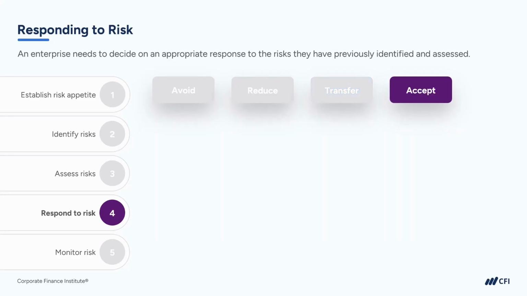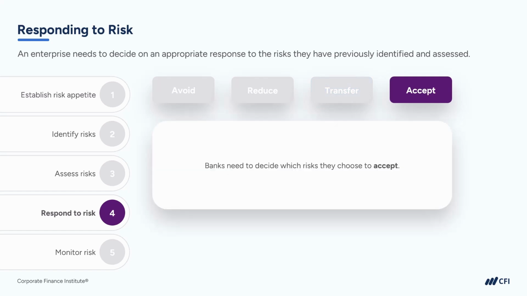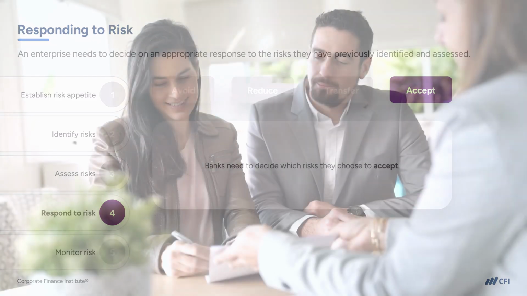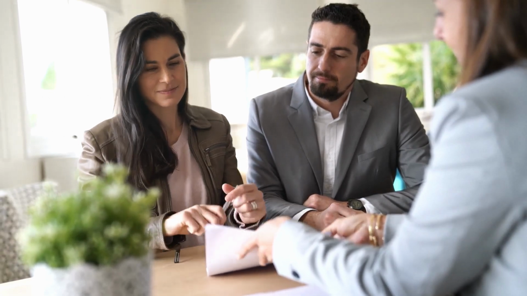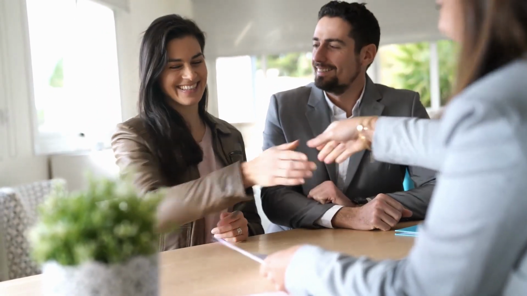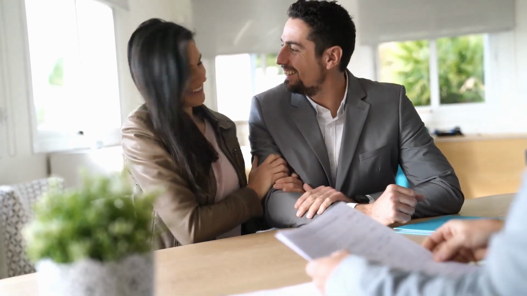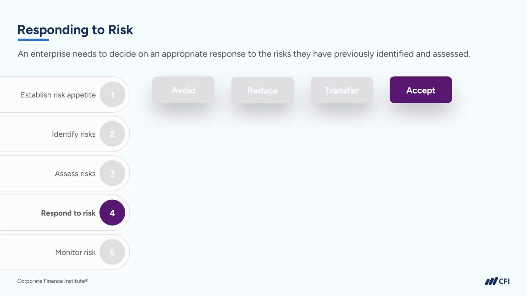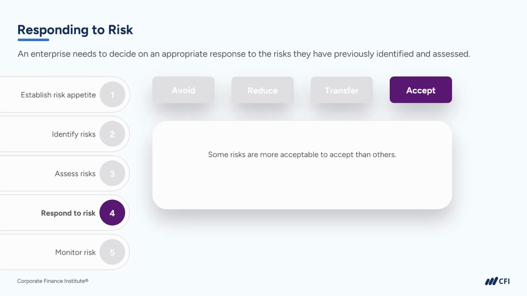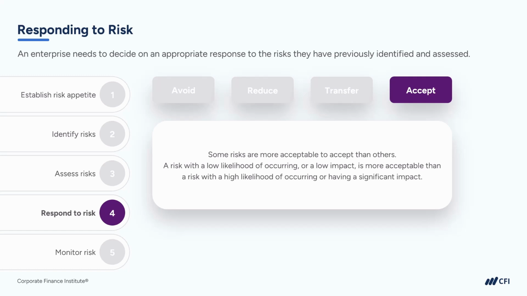Finally, banks need to decide which risks they choose to accept. For example, a bank that decides to lend money to a customer has accepted the credit risk associated with this transaction. Banks have to accept some risk to some acceptable level, and often it makes sense to accept a $100,000 risk rather than spend $200,000 avoiding the risk. Some risks are more acceptable to accept than others. A risk with a low likelihood of occurring or a low impact is more acceptable than a risk with a high likelihood of occurring or having a significant impact.